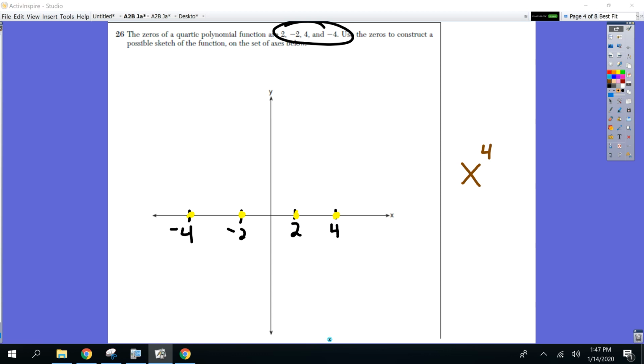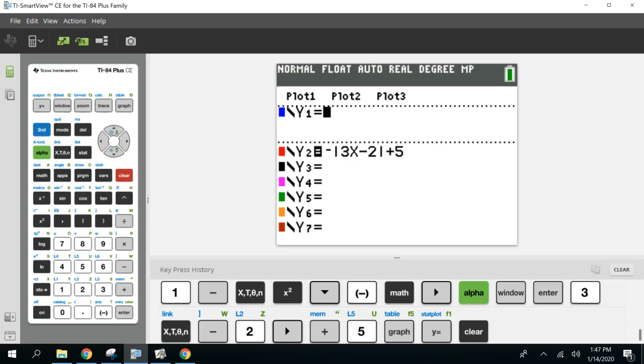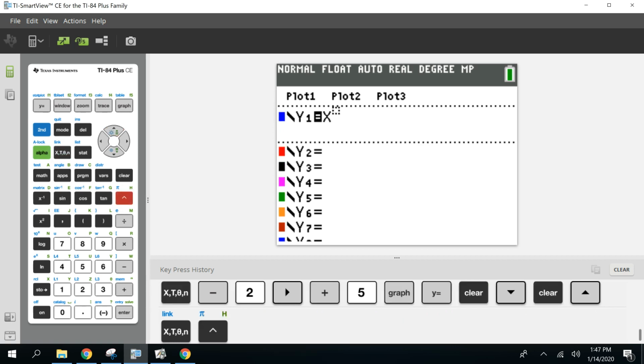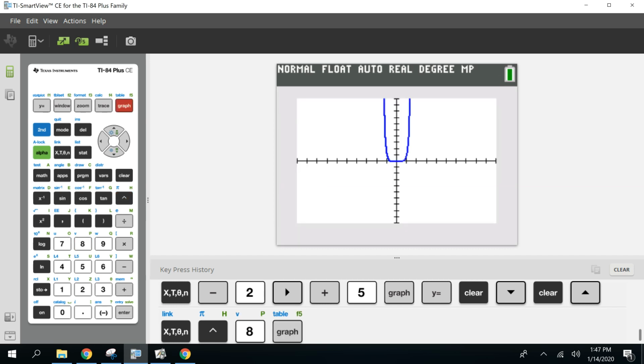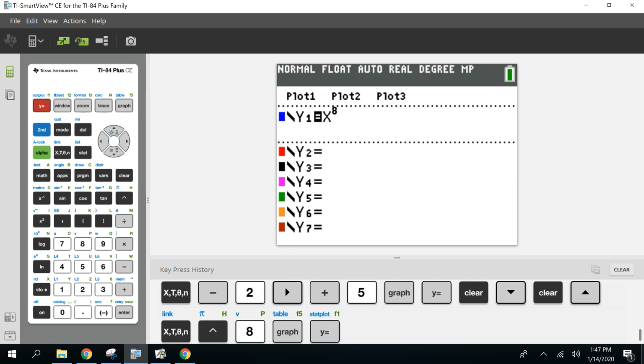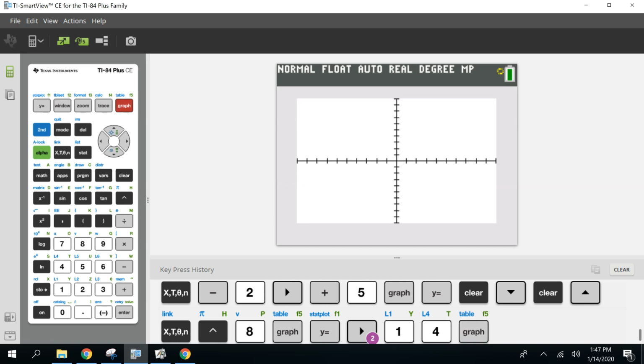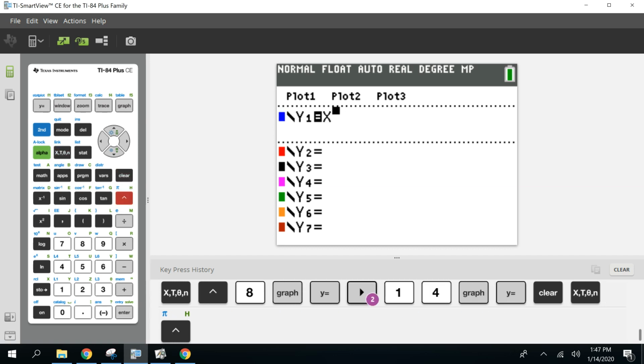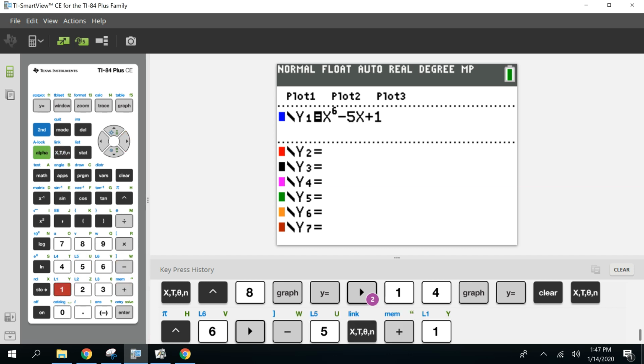Okay, ready? Here you go. What do you want me to go? X to the? That would be even, so that would help. 8th. Here you go. This is what 8th looks like. Let's go x to the 14th. Any even number here. Let's just go x to the 6th, and then let me put some other stuff here. Minus 5x plus 1. Highest exponent still even.